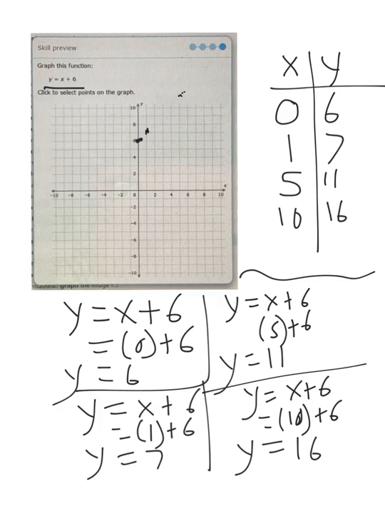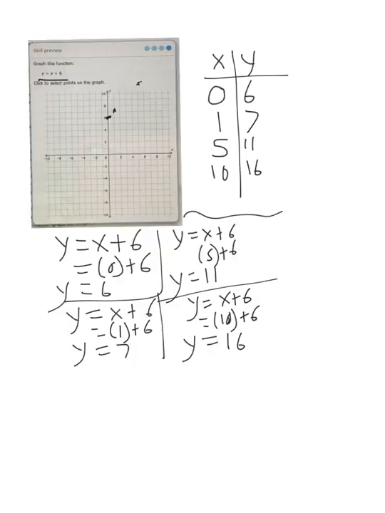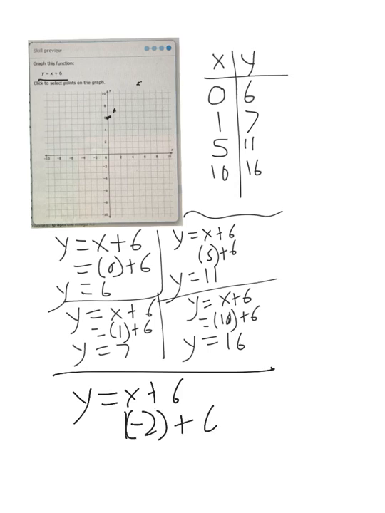You know what, I'm going to do another point that's maybe a negative number, to make some more room for myself here. So let's do -2, shall we? y equals x plus 6, -2 plus 6. If I have -2, I add 6 to it, I now have positive 4. So y equals 4. So when I'm at -2, it's at positive 4. I think it does make a straight line.